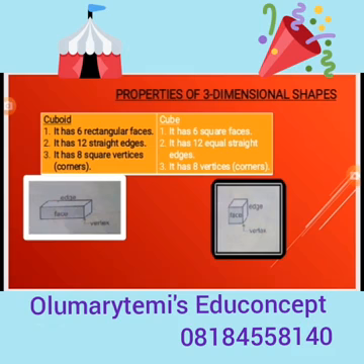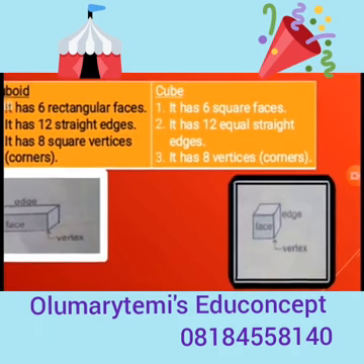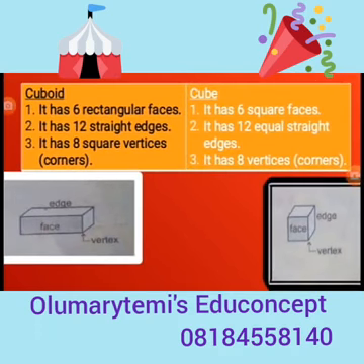You can see the edges in the diagram below. Can you see the edges? In the image that is in a white frame, by the time you count the edges round, they are 12 straight edges. And it also has 8 square verticals. Verticals are the corners where you have vertex. Vertex is 1, verticals is more than 1, so it has 8 verticals, 8 corners. Okay, we'll move to cube.